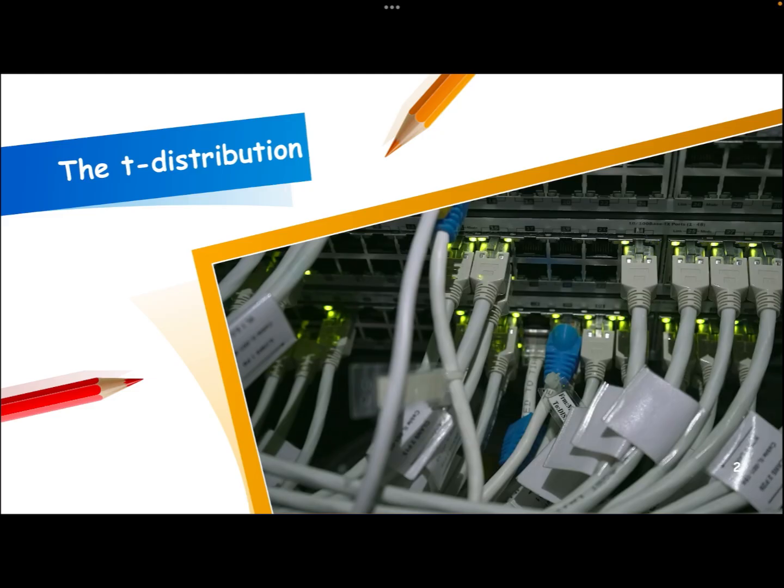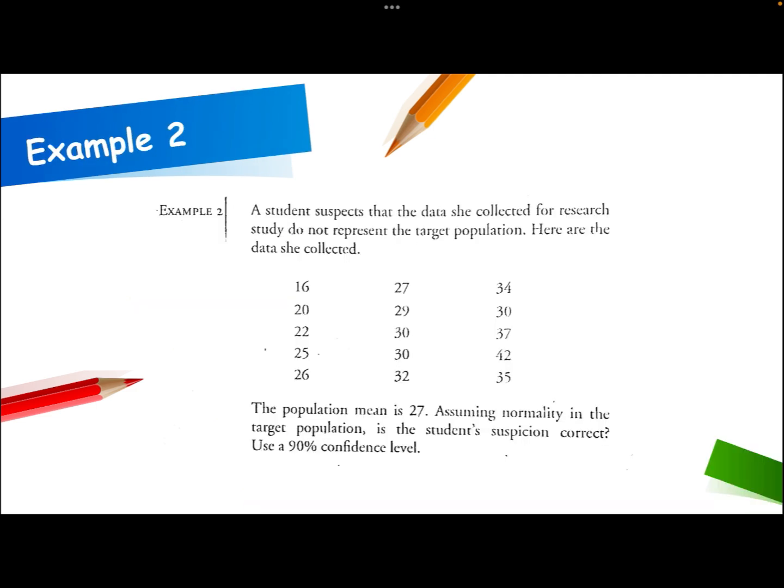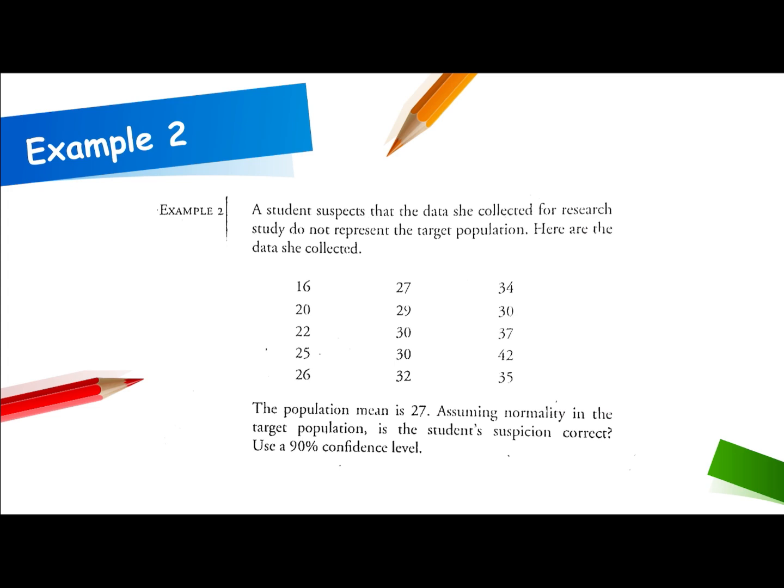So for today's video, let's continue discussions on the t-distribution. Let's have example number 2. Example 2. A student suspects that the data she collected for a research study do not represent the target population.